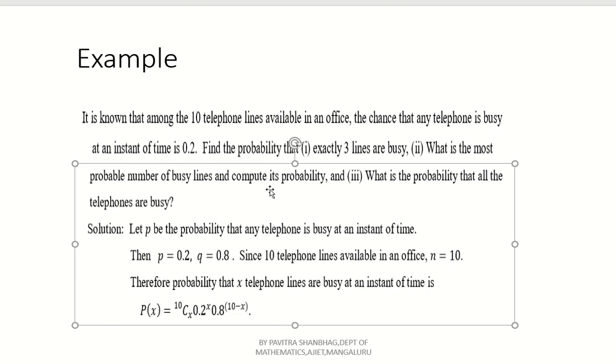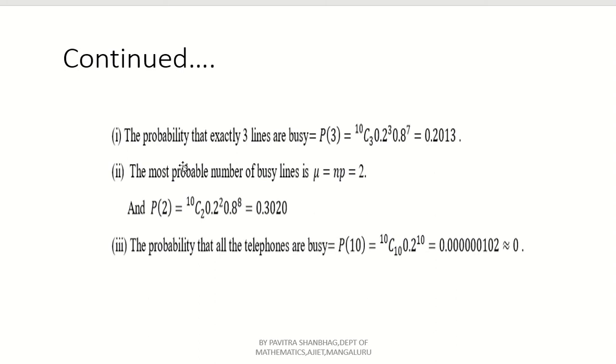Now first, what is given? Exactly 3 lines are busy. Just put x equal to 3. So what will you get here? First one, the probability that exactly 3 lines are busy, that is P of 3, which is equal to 10C3 into 0.2 power 3 into 0.8 power 7, that is 0.2013.